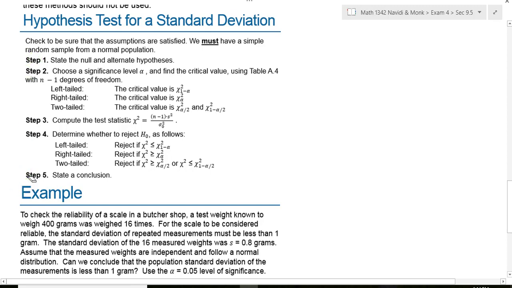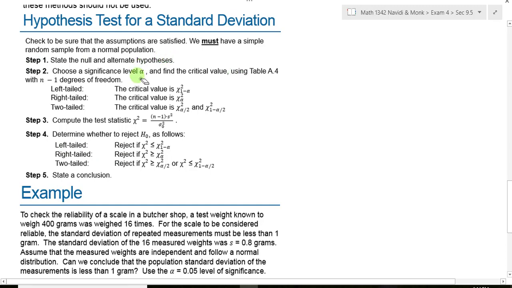You don't have to draw the graph, and on your test I didn't ask you to draw the graph, but I'm going to show you how it looks if we did draw the graph to explain step 4. So your first step is going to state the null and the alternative hypothesis. That's the same as it was before.